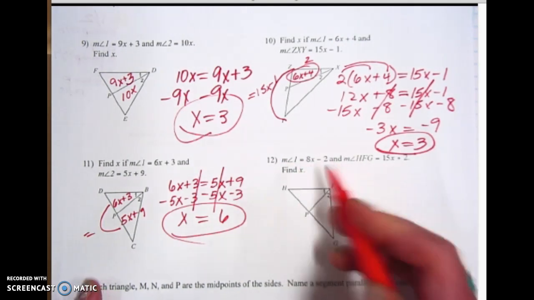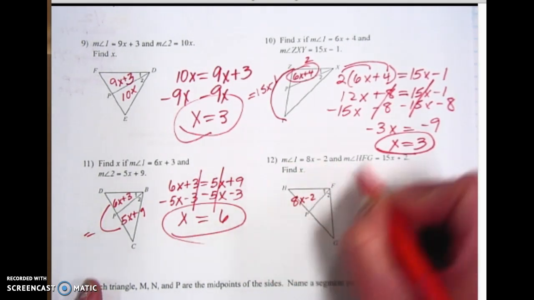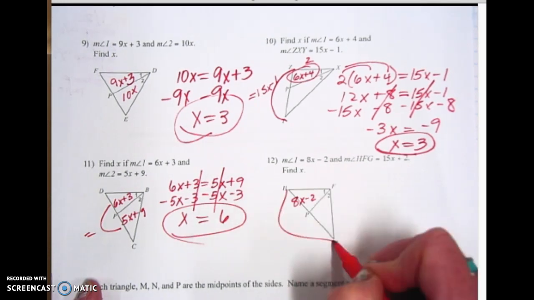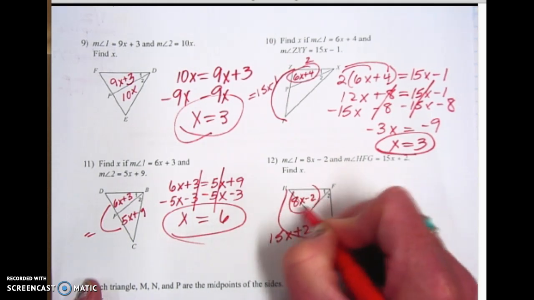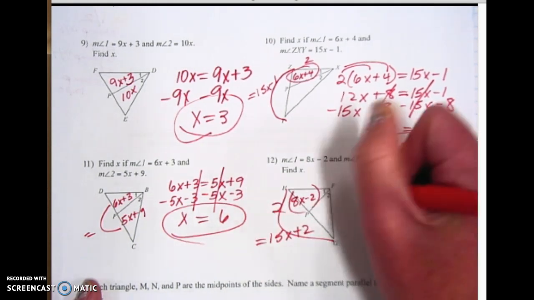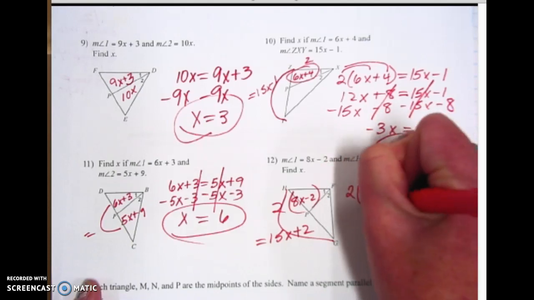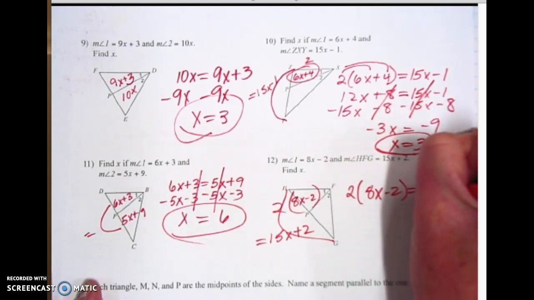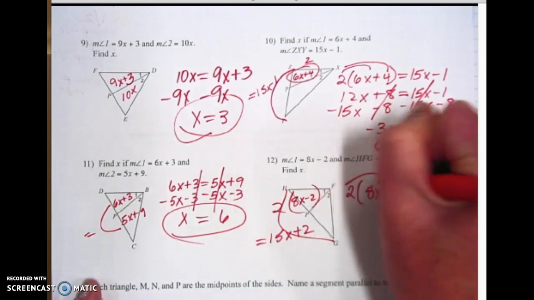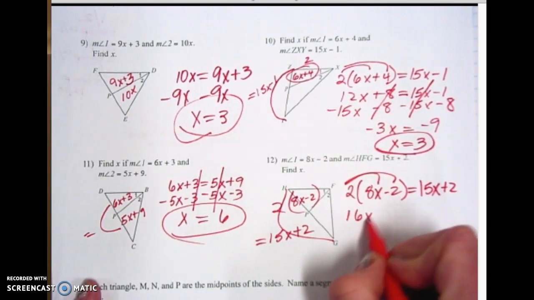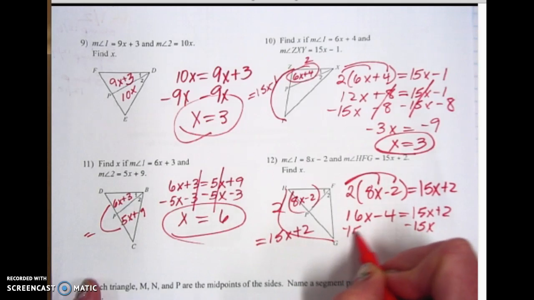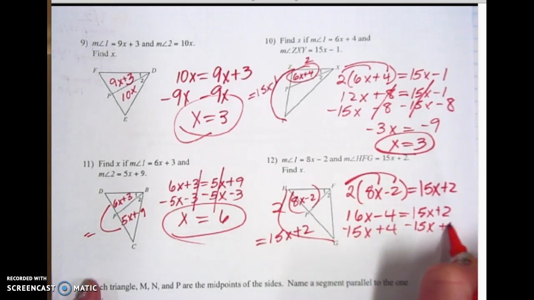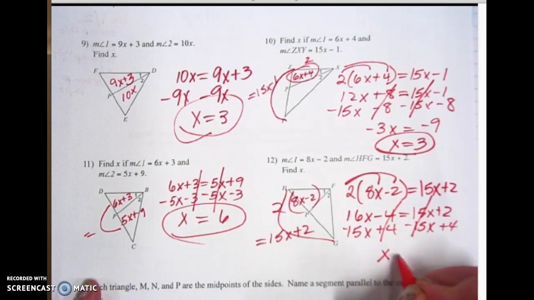Number 12. Angle 1 equals 8x minus 2. HFG, the whole thing, is 15x plus 2. So 2 of these is going to be equal to one of those. So we just need to distribute over here. We get 16x minus 4. Subtract the 15x from both sides. Add 4 to both sides. Opposites, opposites. So we get x equals 6.